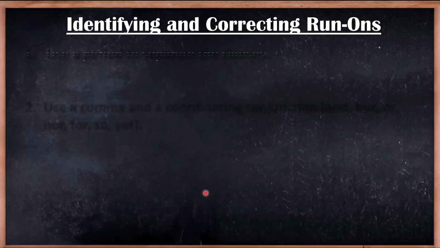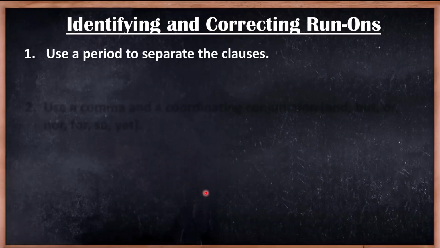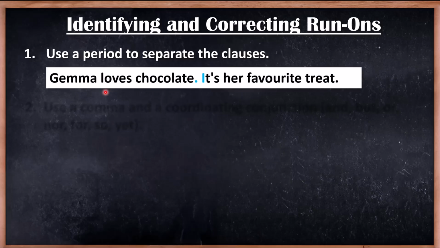So the first way to correct a run-on sentence is to use a period to separate the clauses. So, Gemma loves chocolate, period. It's her favorite treat. Again, remember to capitalize the first word following the period, or full stop. I'd also like to note that in North America, we call it a period, and in the UK, they call it a full stop.